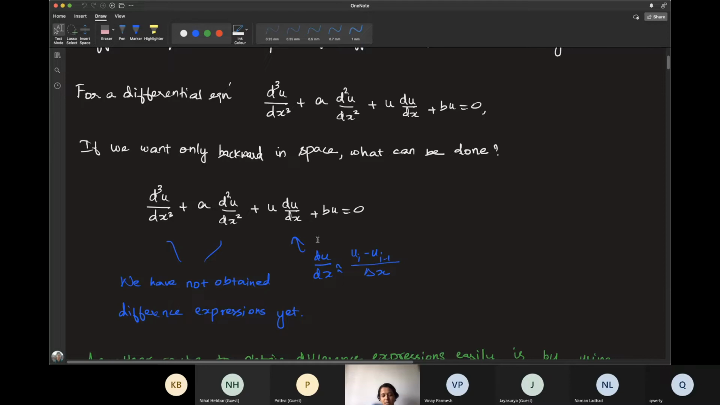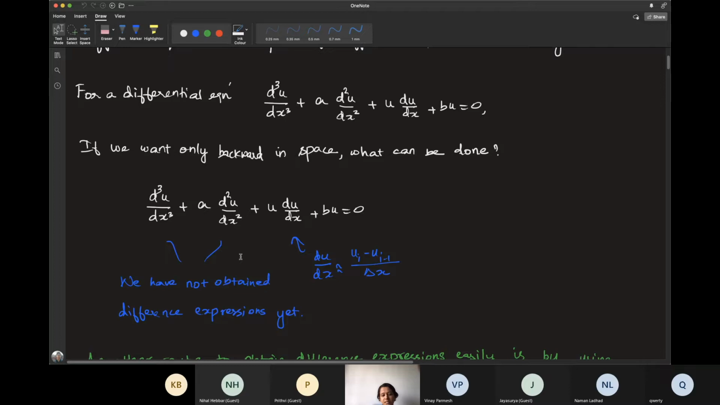This is something that we have seen last time. This is backward in space. Now d squared u by dx squared and d cube u by dx cube should also be replaced by some backward in space operators, which have some specific order of accuracy that you require. Let's not talk about accuracy right now. Let's just see how to replace each of these terms by difference operators which are backward in space.